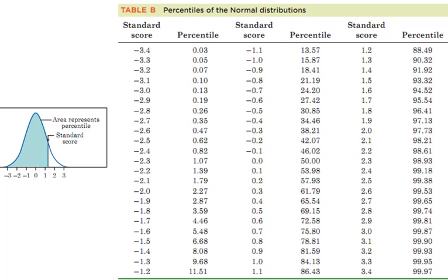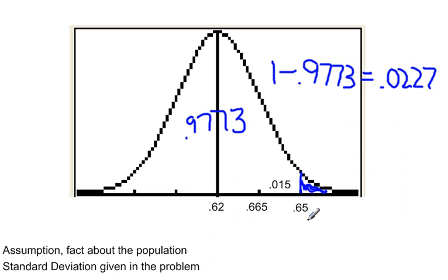So if I find the number 2.0, which is right here, this tells me that the area to the left is 0.9773. In other words, 97.73%. And that means that this blue area right here has to be 1 minus 0.9773, which is 0.0227. So here's the interpretation. The probability that I would get a result this high or higher is only 2.27%, 0.0227. So it's unlikely that I would get a result this high if this statement is true.